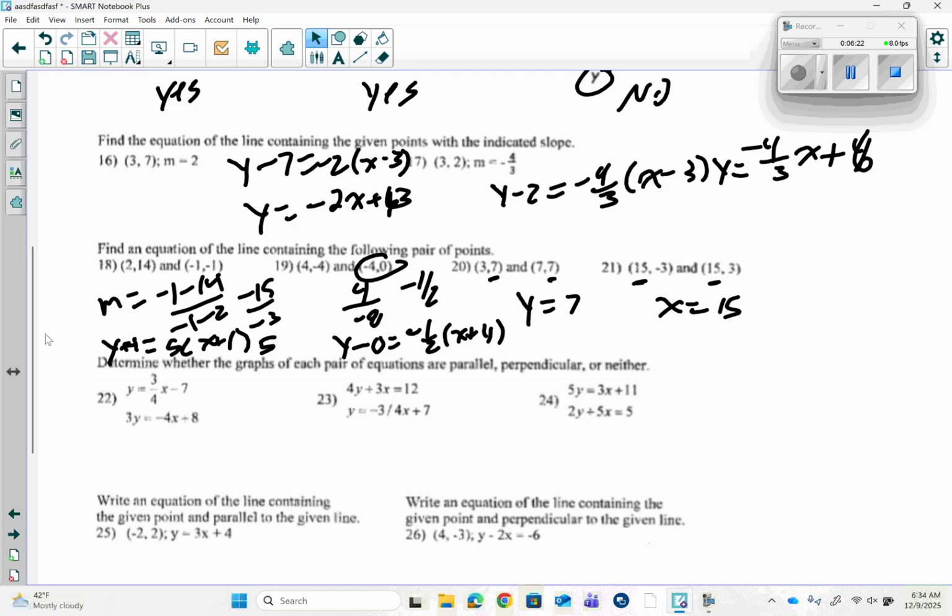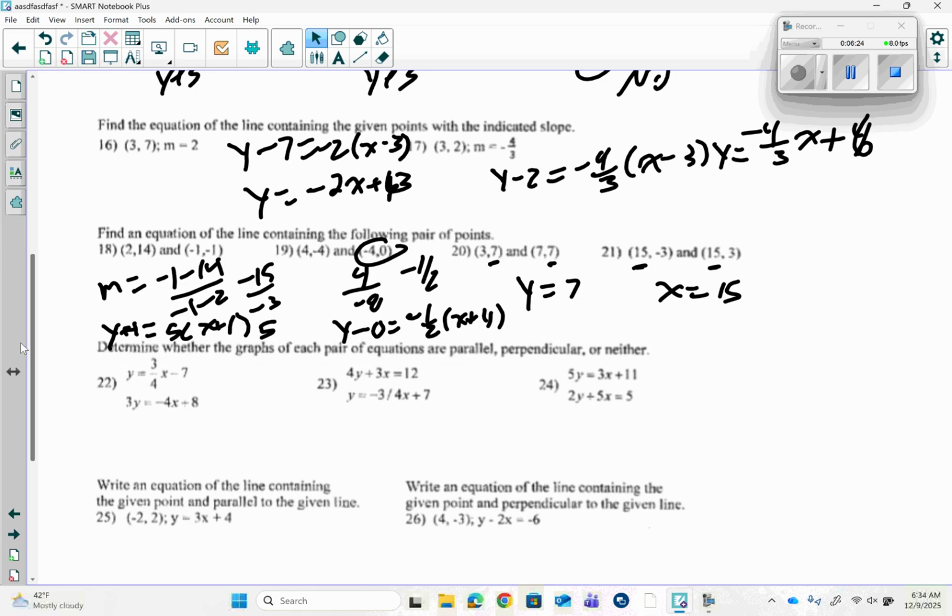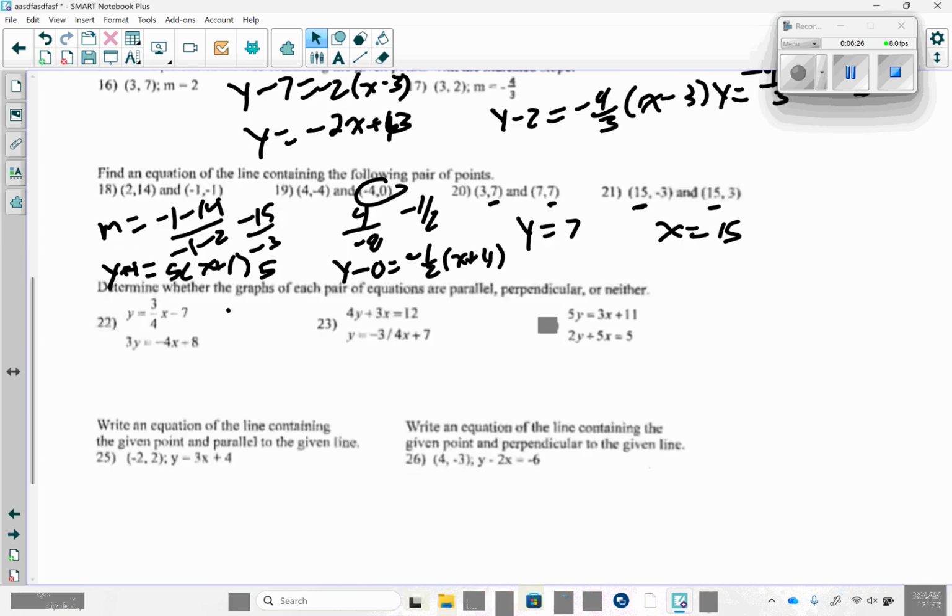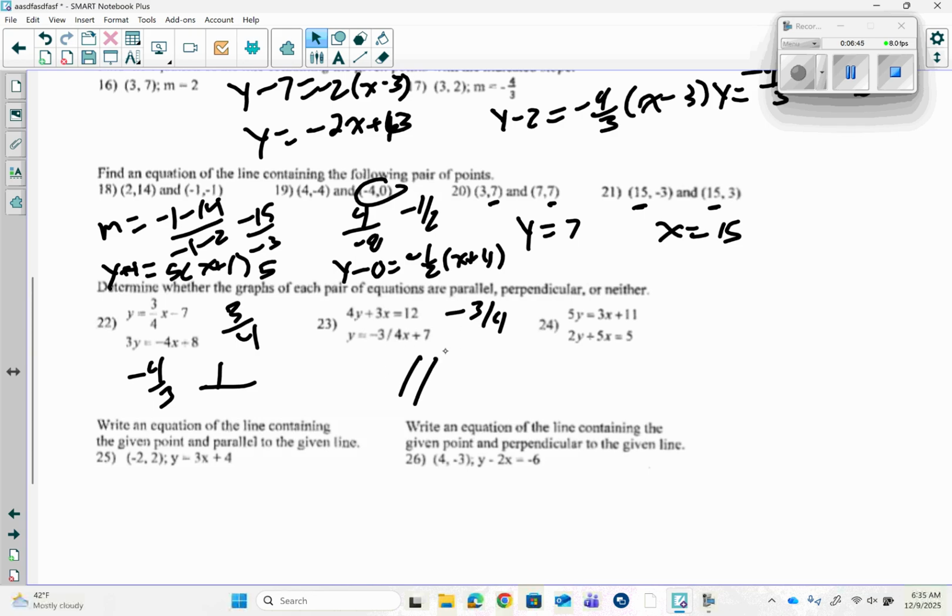Determine if these are parallel, perpendicular, or neither. So we have to look at the slopes. The slope of the top one is going to be 3/4. If I divide everything by 3, I'm going to get -4/3. Those are opposite reciprocals, so these are perpendicular lines to each other. On this particular one, if I subtract 3x and divide by 4, I'm going to get -3/4 for a slope. This one has -3/4, so these are parallel.